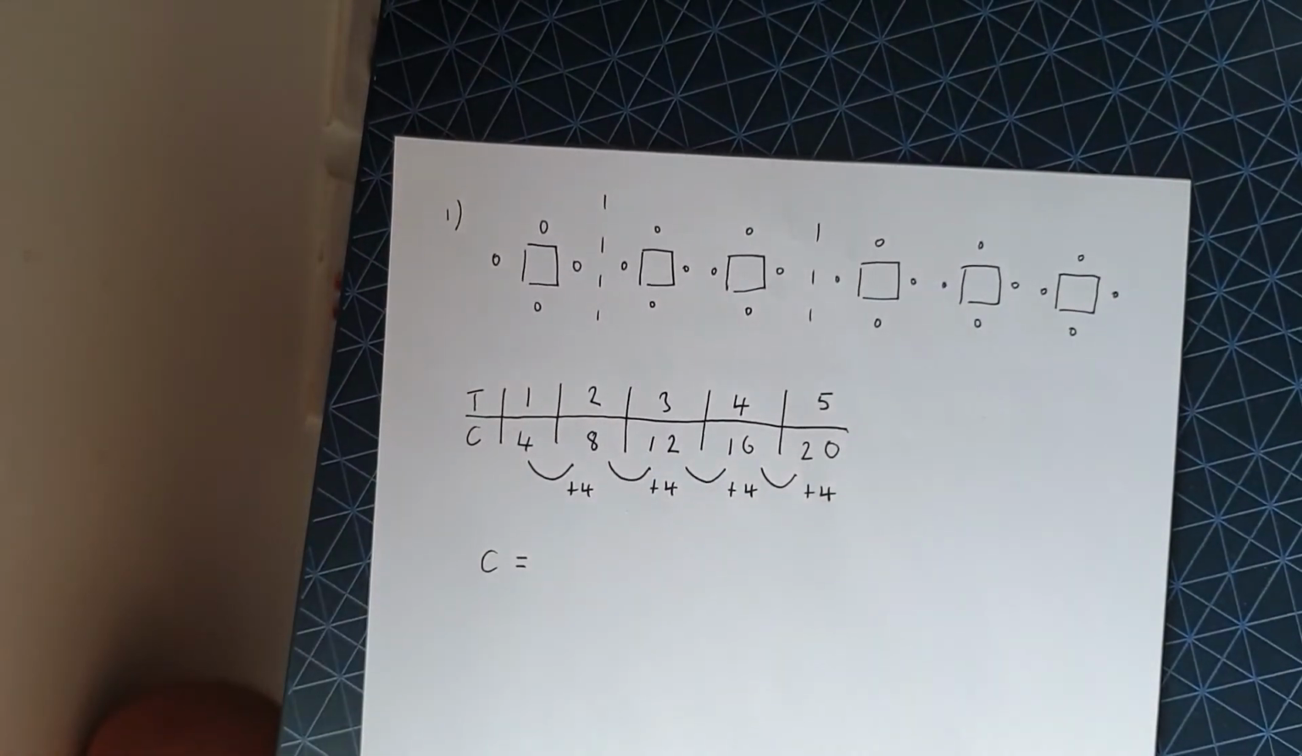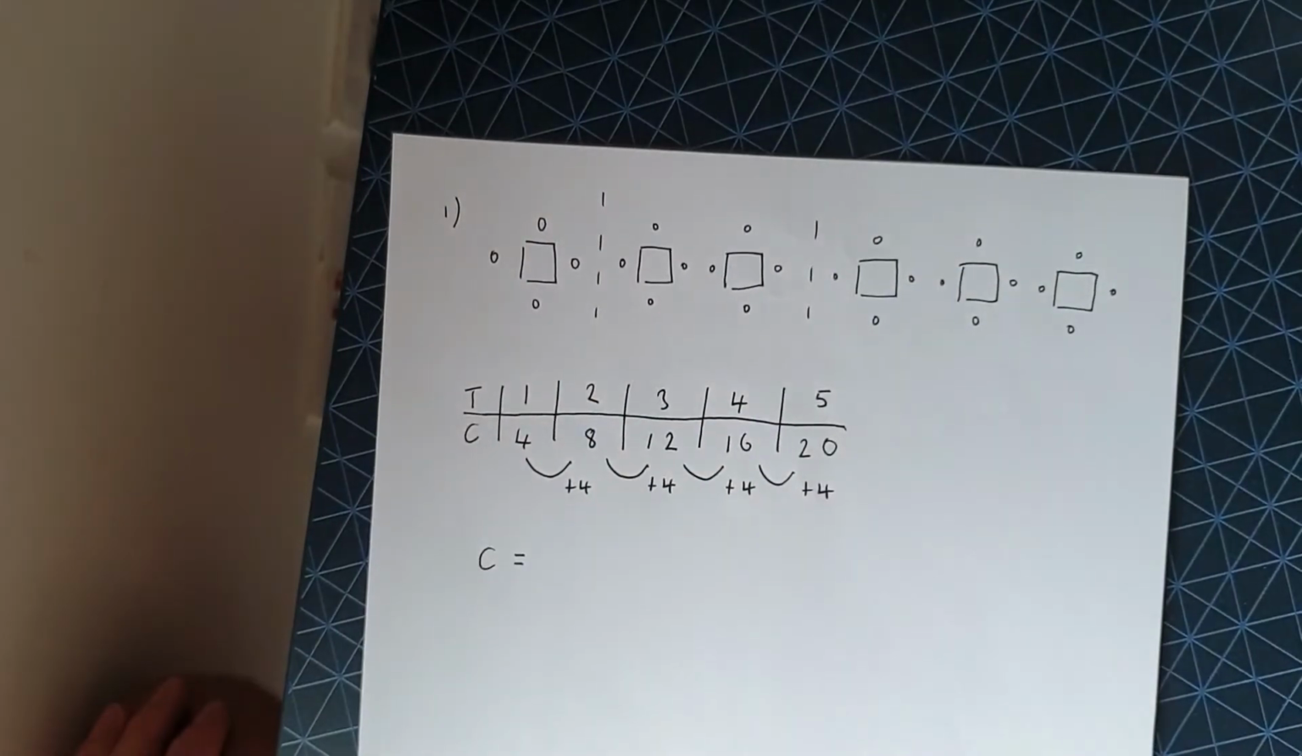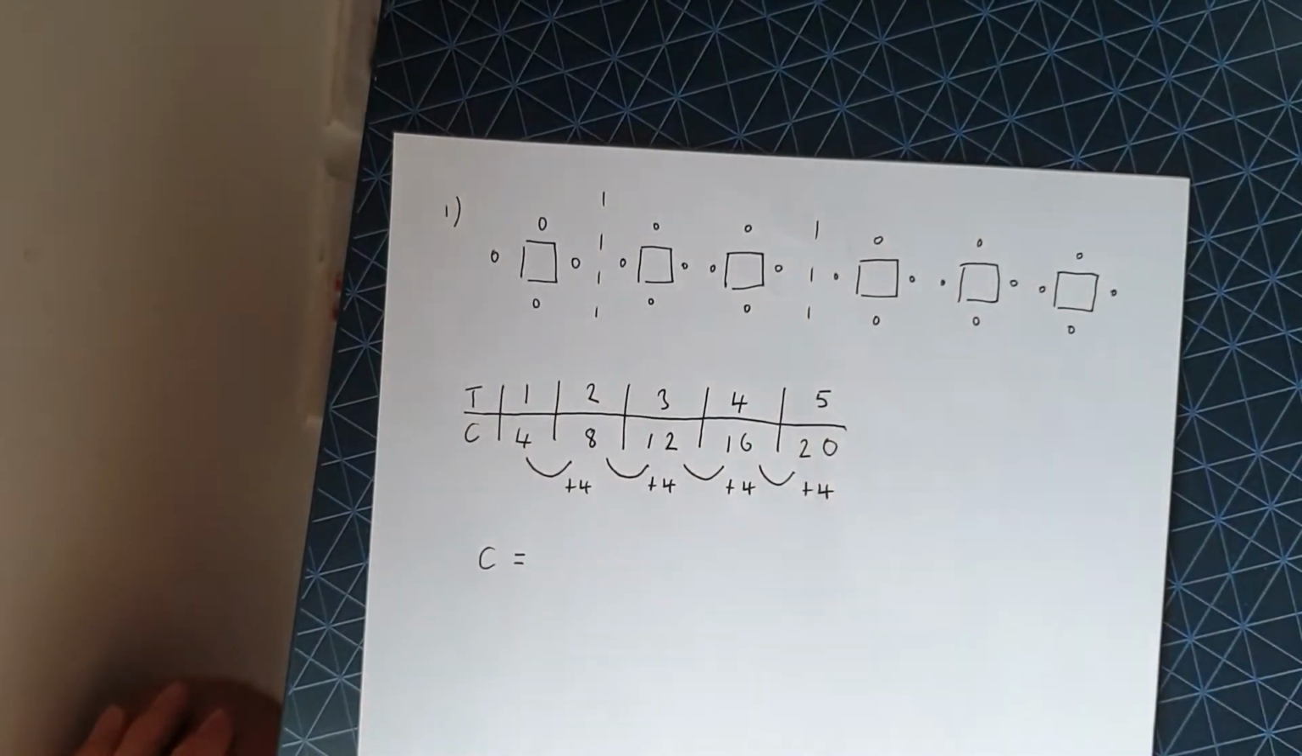So it's C equals. If the letter on the bottom of the table was Y, it would be Y equals. If the letter on the bottom of the table was X, it would be X equals. In this example, it's C. So you always start with the letter on the bottom equals.